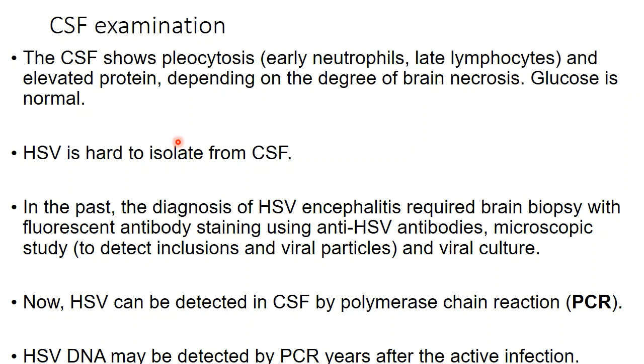Now coming to the CSF examination, the CSF shows pleocytosis. Pleocytosis may be early neutrophilic or late lymphocytic. There is elevated protein, and depending on the degree of brain necrosis, the protein elevation is affected. Glucose, however, is normal, and HSV is typically hard to isolate from the cerebrospinal fluid. In the past, the diagnosis of HSV encephalitis required brain biopsy with fluorescent antibody staining using anti-HSV antibodies, microscopic study and viral culture. Now, however, we can do a CSF PCR to detect HSV DNA.